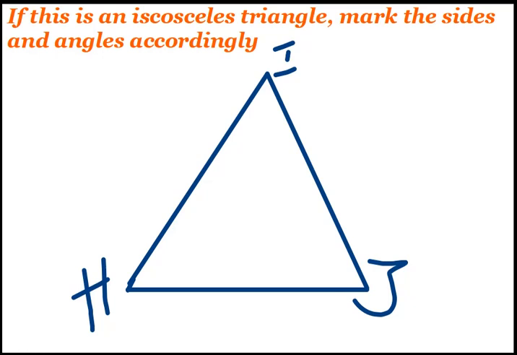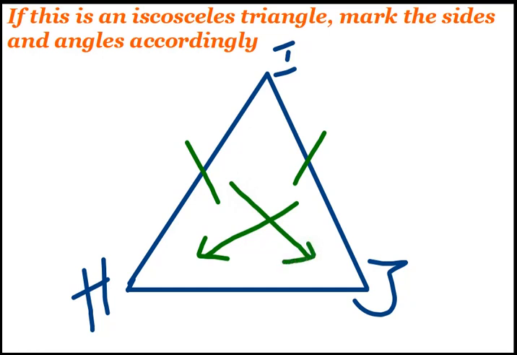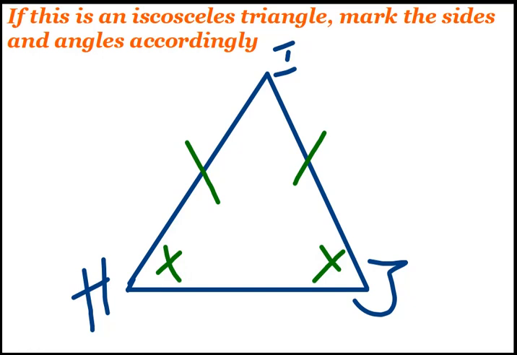If this is an isosceles triangle, mark the sides and angles accordingly. So if you recall again, an isosceles triangle is a triangle that has 2 equal sides. So let's mark that, 2 equal sides. And we say that if a triangle has 2 equal sides, then the opposite angles, so the opposite angles to this one will be that one, and the opposite angles to that one will be that one, J and H will be equal to each other. So the opposite angles of the equal sides will be equal to each other, meaning angle H and J will be equal to each other. So we've marked it accordingly.